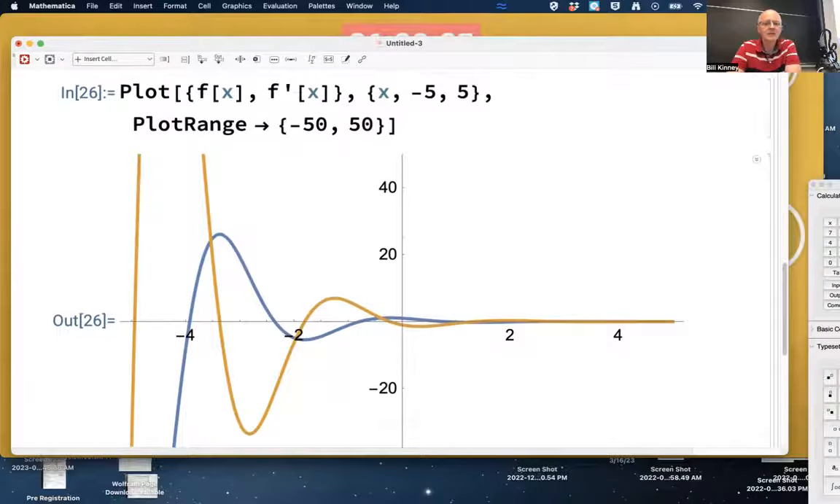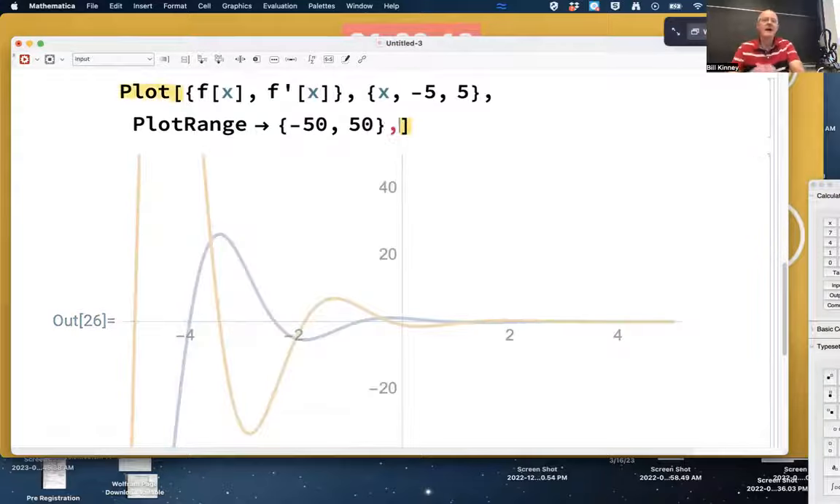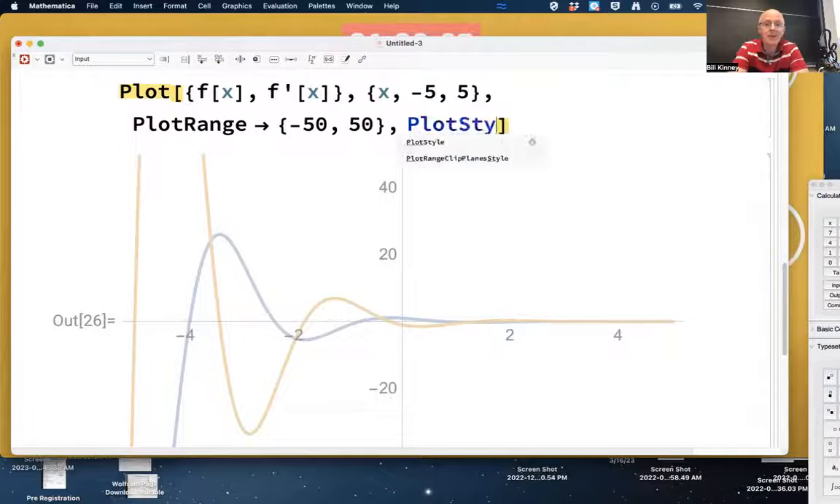Which graph is which? Which is the f of x and which is the f prime? Well, if it's consistent with the last one, evidently the blue should be f and the orange should be f prime. Is that the case? Well, what if you didn't know it ahead of time? You can do another option in here to color these the colors you want them to be. If I put another comma and type PlotStyle with a capital P and a capital S, arrow, and then in curly braces, put blue comma red.